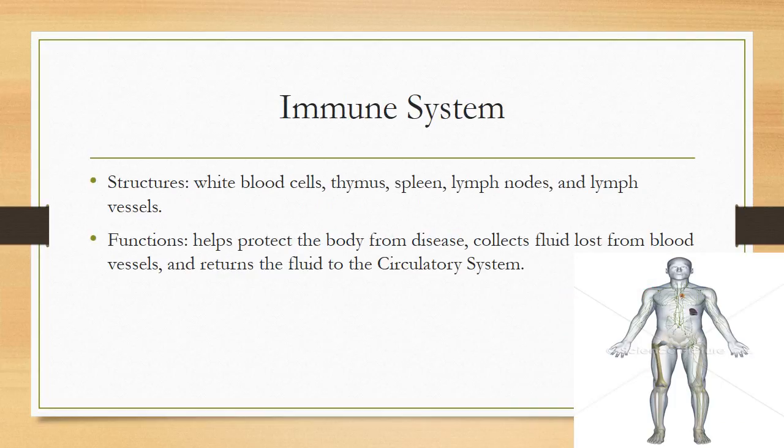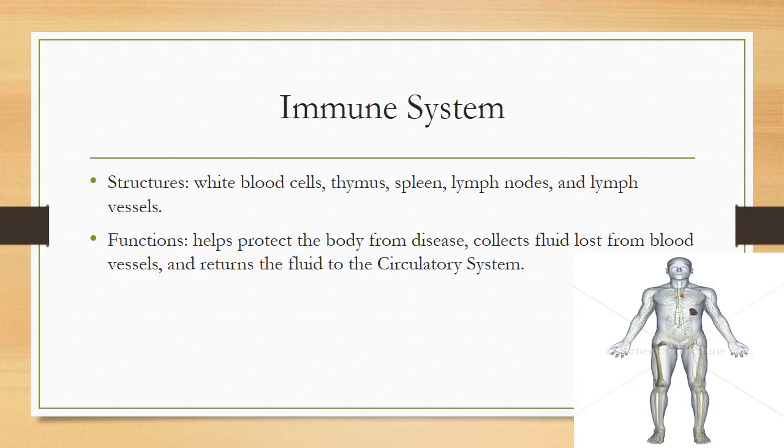The immune system is the last system that we're going to talk about. It has white blood cells, your thymus, your spleen, your lymph nodes, and your lymph vessels. The lymph vessels are very similar to blood vessels, but they collect fluid that is lost from the blood vessels and return it back to the circulatory system. So it's kind of like a recycling system, if you will.